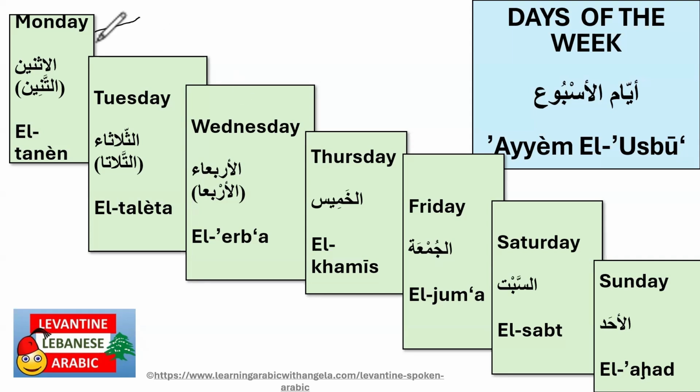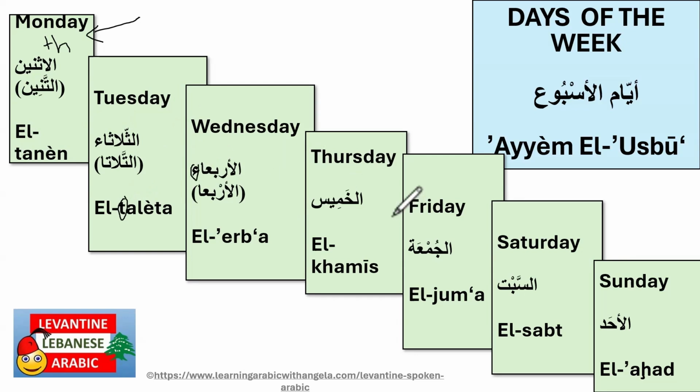Let's begin with Monday. I've started with Monday as the first work day. التنين. In standard Arabic, that's al-ithnain with a tha. However, we always pronounce it as il-tanin in colloquial Lebanese. Tuesday, il-talata. Again, a ta instead of a tha. الثلاثاء in standard Arabic. Wednesday, il-irba'a. We drop the glottal stop at the end in standard Arabic.